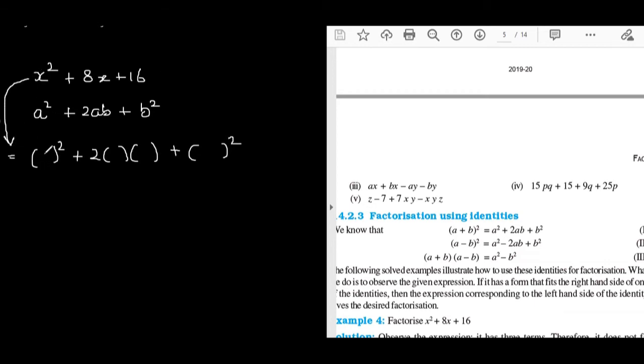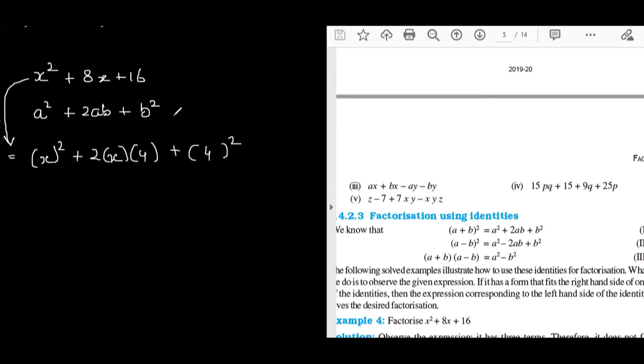Okay, let's try. My question: x square and always fill the B. How can I write 16 in square terms? Can you tell me, Vibhu? Say 4 square. Very good. Now fill these two terms with a and b. A is what? X. B is what? 4. Now this is a checkpoint. Just check. 2 into 4 is 8 into x is 8x. Can you see?